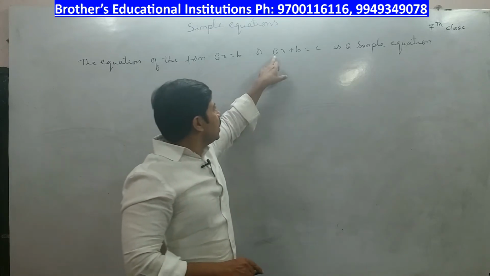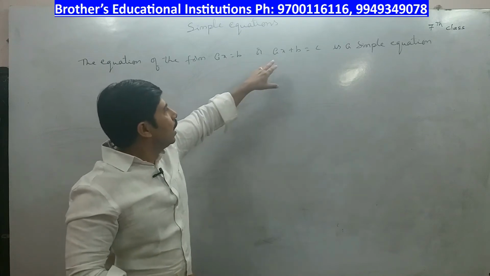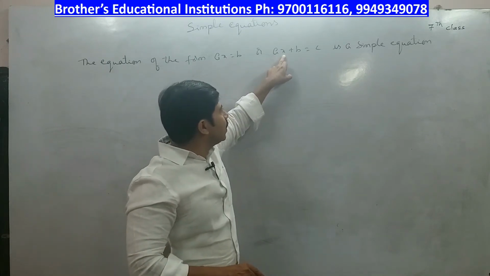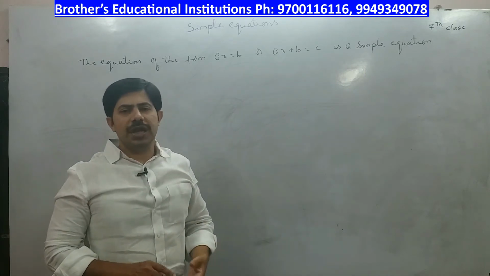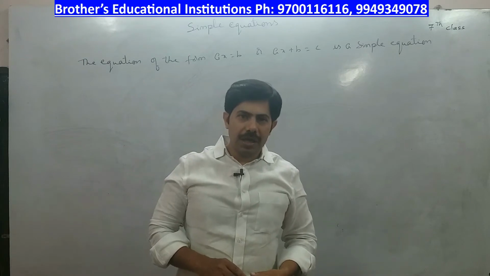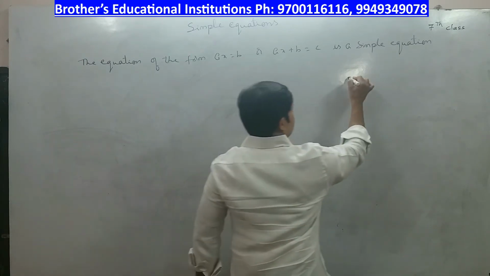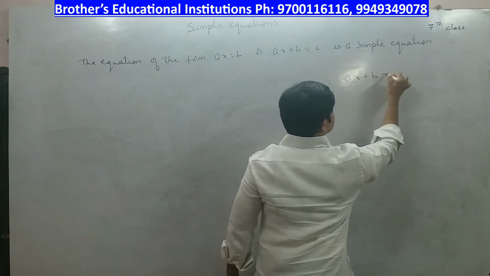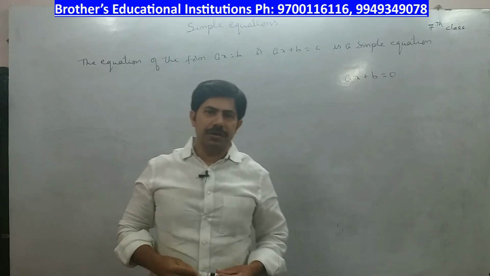And what is a? This a is called the coefficient of x. Okay, I repeat, a is the coefficient of x and b and c are called the constants. So what is a simple equation? Any equation of the form Ax is equal to b or Ax plus b is equal to c, or we can also express it like this: Ax plus b is equal to 0, is called a simple equation, right?